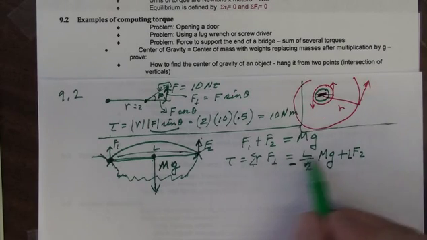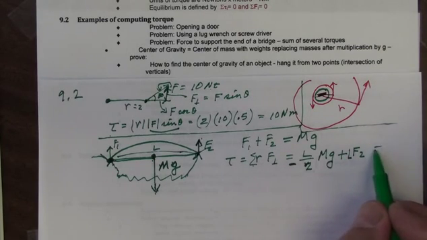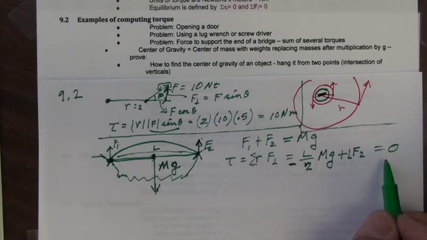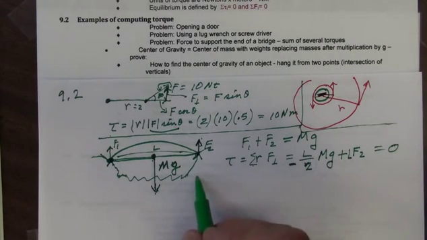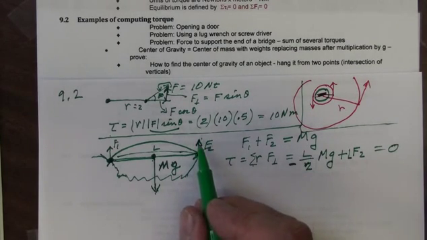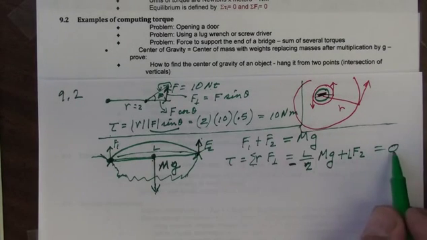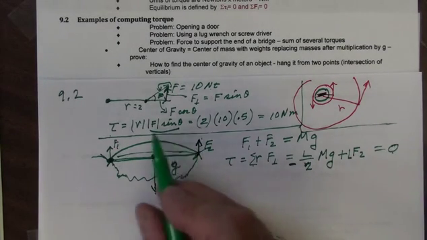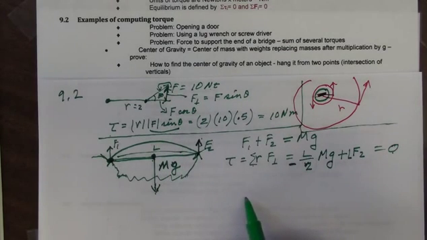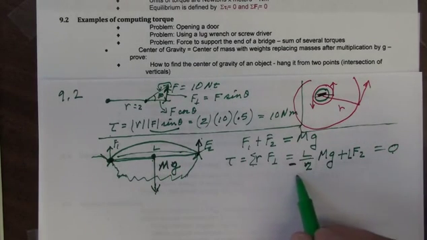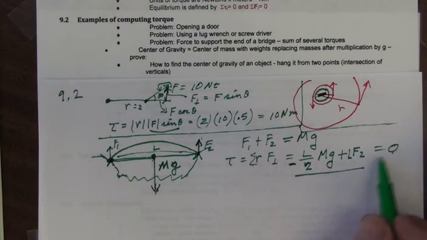Now what we want is equilibrium. So we want this torque to be equal to 0. In other words, we don't want the bridge to either fall at this end or to rise up out of the ground. We want it to be exactly stable. That will happen when the torques balance. In other words, there is no tendency to turn one way or the other. How do we do that? We set the total torque equal to 0.